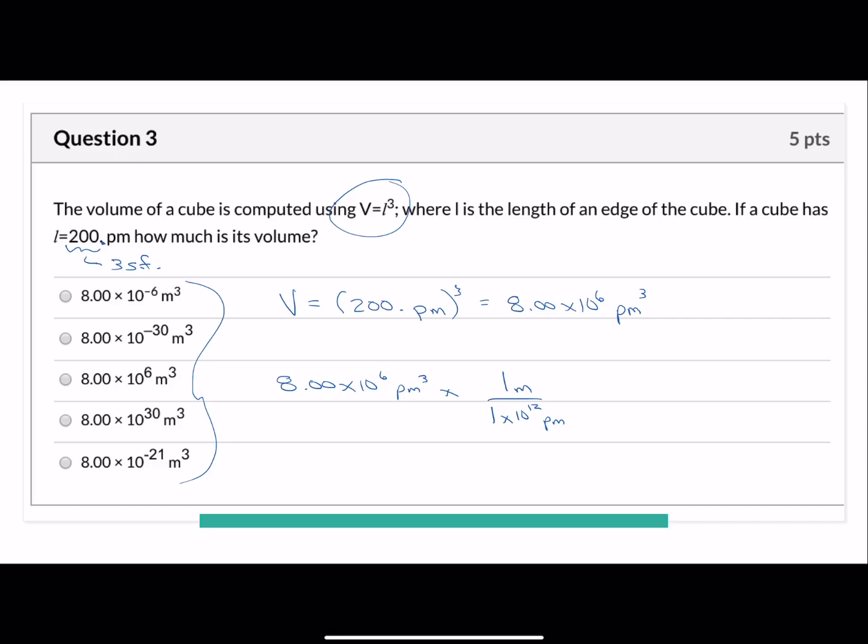But in order to get these units to cancel out, the picometers cubed, I have to cube this entire conversion factor here. So when I cube that entire conversion factor, you can see that picometers cubed are going to cancel out with picometers cubed, and I'm going to end up with meters cubed. So when I punch all that into my calculator, I end up with 8.00 times 10 to the negative 30 meters cubed. So is that one of the answers?